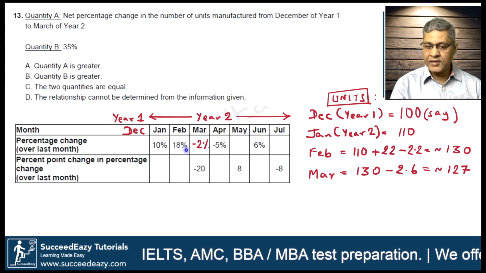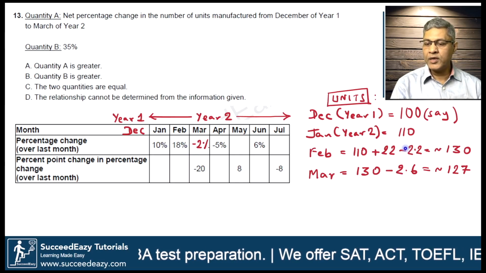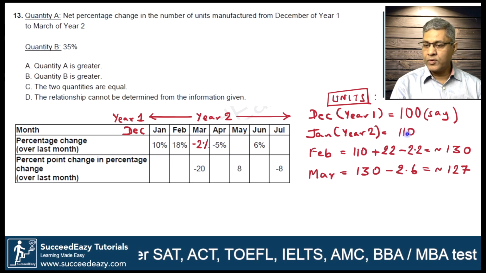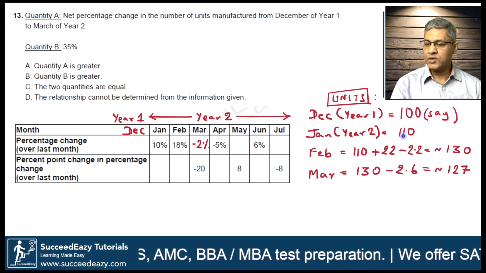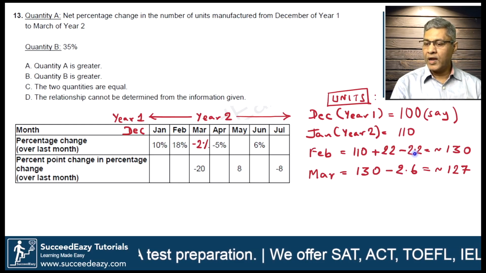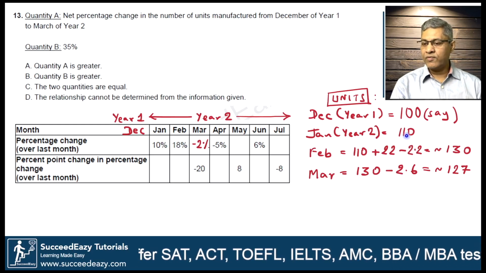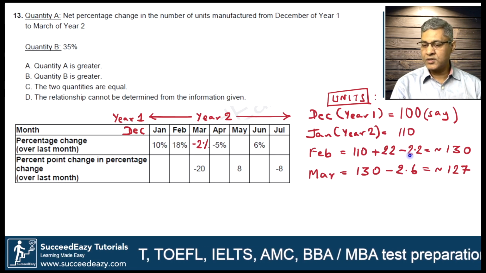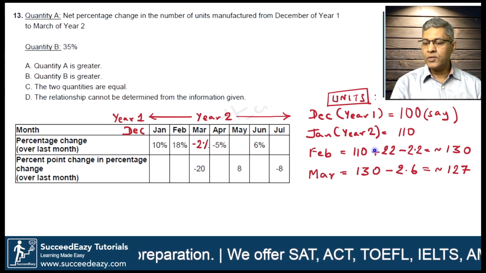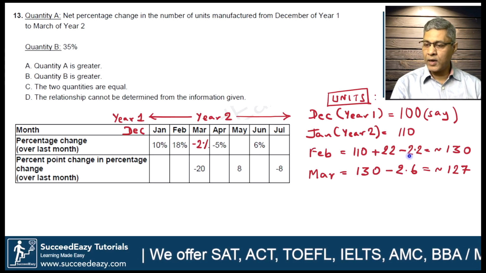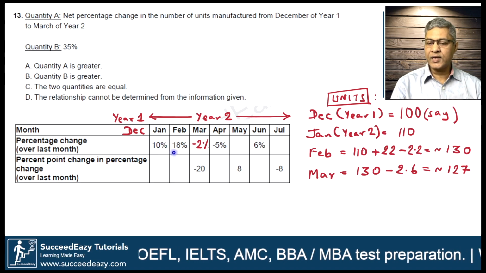Now February is 18% more than January, so what will be 18% of 110? 1% would be 1.1, 2% would be 2.2, isn't it? So 2% is 2.2 and 10% would be how much? 10% is 11. So if I take 20% minus 2%, that will make it 22 minus 2.2. I hope you are following me. So we get 110 plus 22 minus 2.2. That's an easy way to calculate rather than calculate exactly 18%.